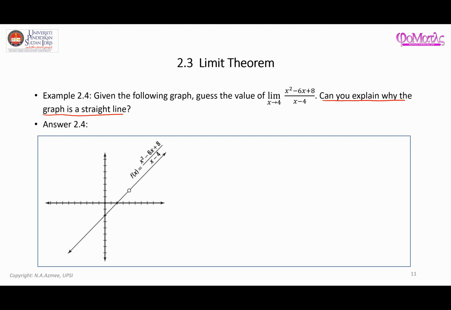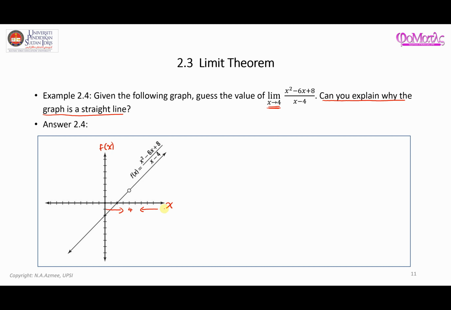So if you look at the graph given here, you see that x approaches 4, which means the point of interest is at this one. So this is x equals 4, and x approaching 4 can come from this direction, or it can also come from the left direction. So this is x, and this is f(x).